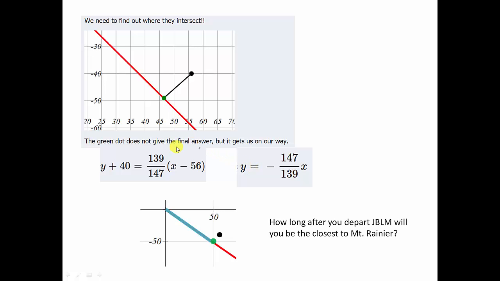And remember what the question was: how long after you depart from Joint Base Lewis-McChord will you be closest to Mount Rainier? If we can find out what that point is, we can find out how long this blue length is. That's how long the distance, not time, but the distance we flew before we're close to Mount Rainier. And then once we know the distance, we can figure out the time.